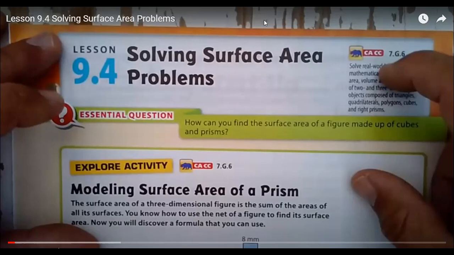Let me talk with you. The surface area of a three-dimensional figure is the sum of the areas of all surfaces.